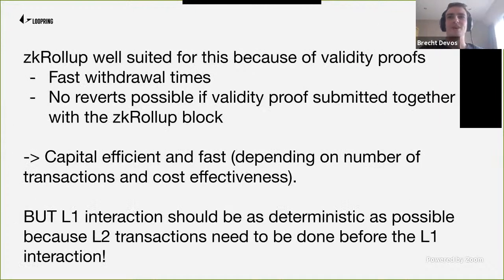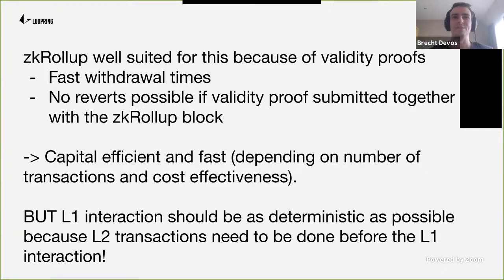Okay, so the good thing is that we are a ZK Rollup, and the ZK Rollup is very well suited for doing these kinds of L1 interactions because we use validity proofs. Unlike some other L2s, we have fast withdrawal times, because once a block is on chain and validated with the validity proof, we are sure that everything is valid, and we can change L1 state immediately. So we don't have to wait on any fraud proofs or something like that before we can actually change L1 state.